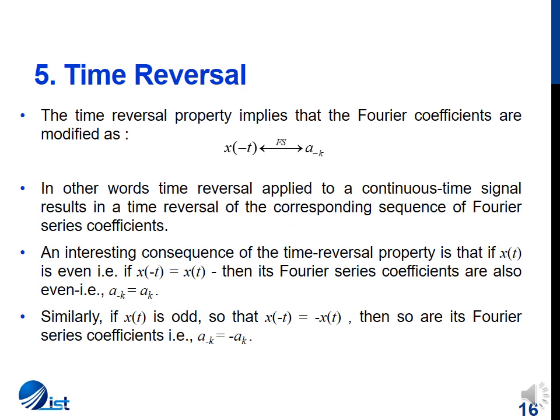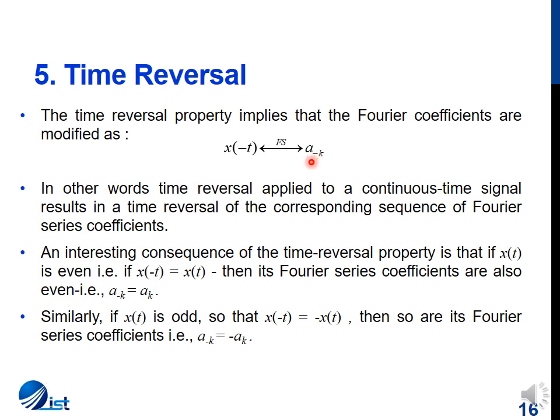The next property in our series of properties is the time reversal property. This property states that if the signal x of t is flipped so that it becomes x of minus t, then its Fourier series coefficients are also flipped, that is, they become a of minus k.